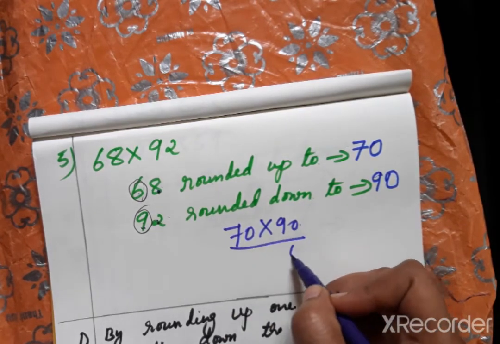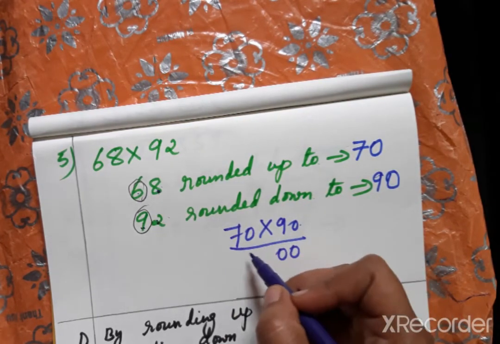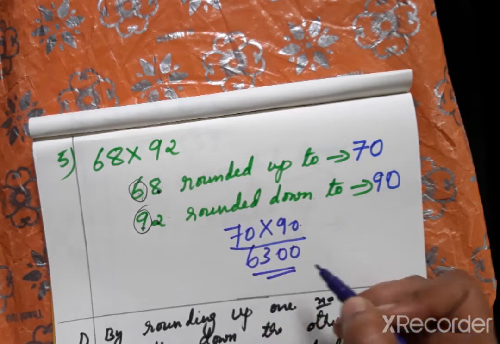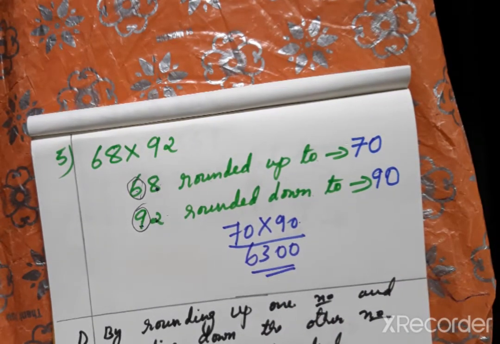1 2 0. So 1 2 0. 9 7s are 63. Answer is 6300.